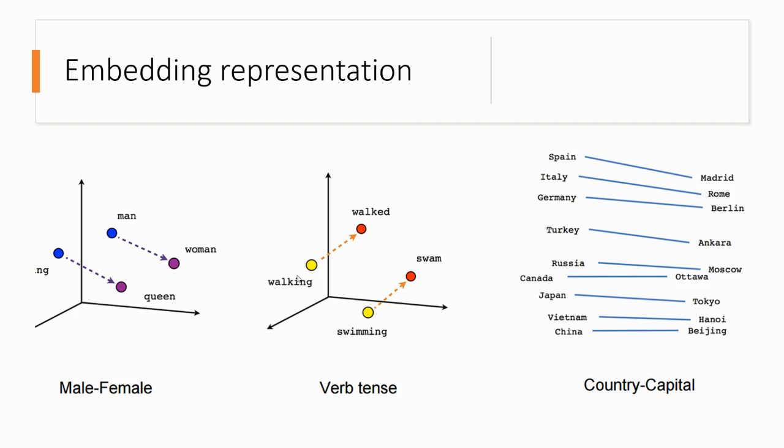Similarly, you can see the country and capital, Spain and Madrid, Italy and Rome. So there is some level of connection. And obviously, while we talk in terms of a three-dimensional axis when comparing words, they can be applied with multi-dimensional axes, where each axis represents some aspect of the word.